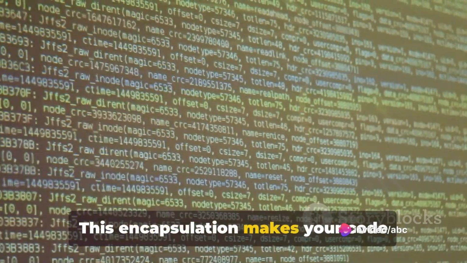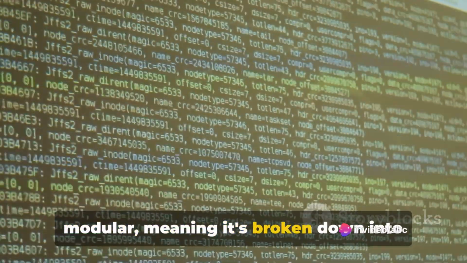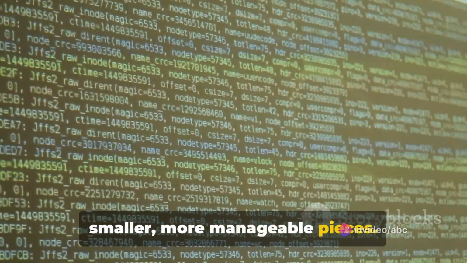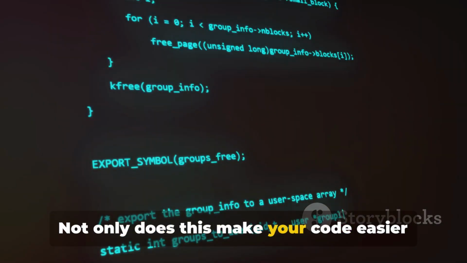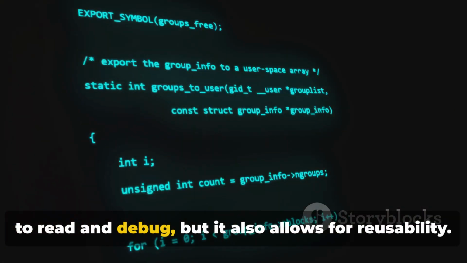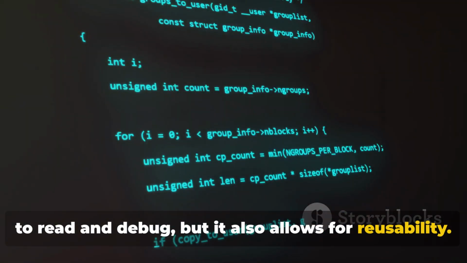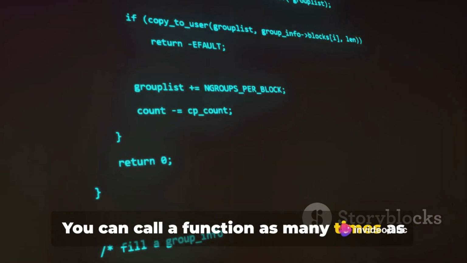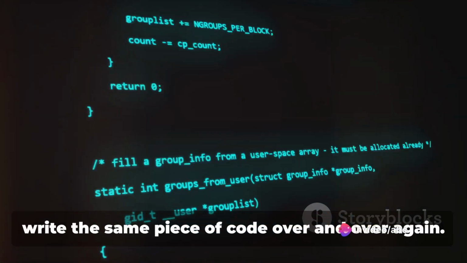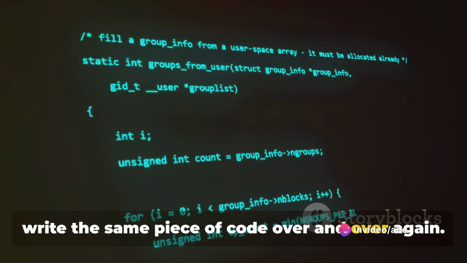This encapsulation makes your code modular, meaning it's broken down into smaller, more manageable pieces. Not only does this make your code easier to read and debug, but it also allows for reusability. You can call a function as many times as needed, which saves you from having to write the same piece of code over and over again.